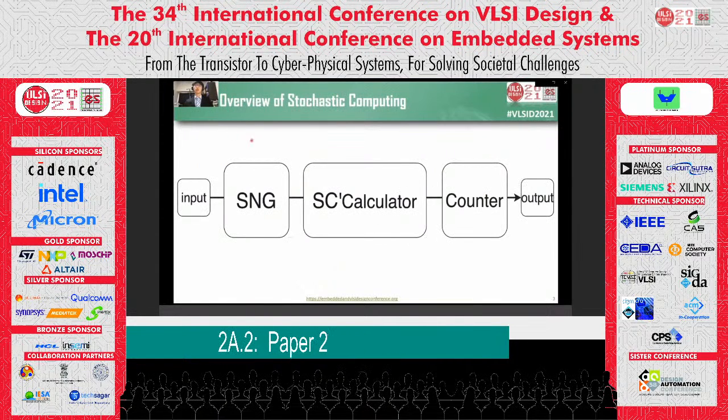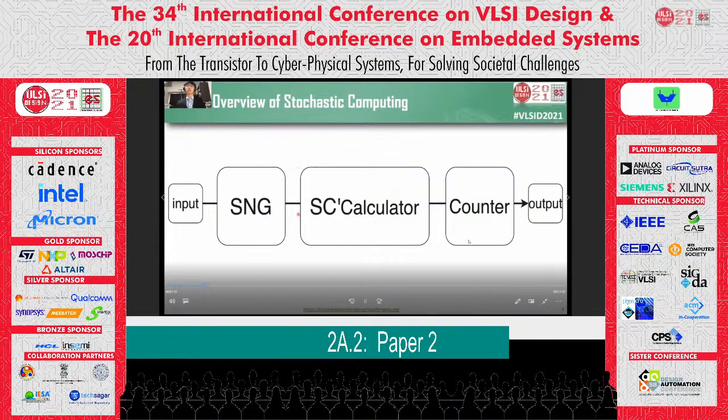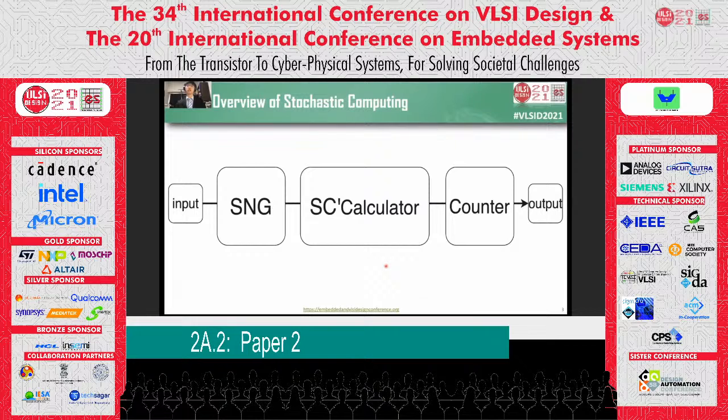Next, I explain the overview of stochastic computing. We first convert conventional binary input numbers to SNs by an SNG. Then we calculate a desired function by using SNs in SC manner. Finally, the result of the SC calculation is converted to a conventional binary number by counting the number of ones in the result SN.